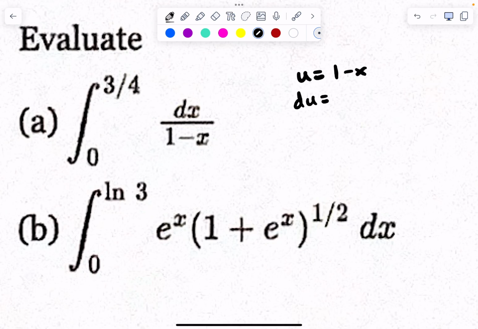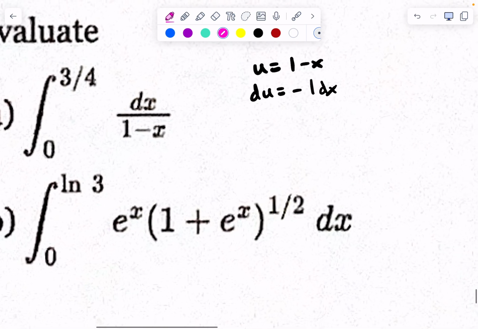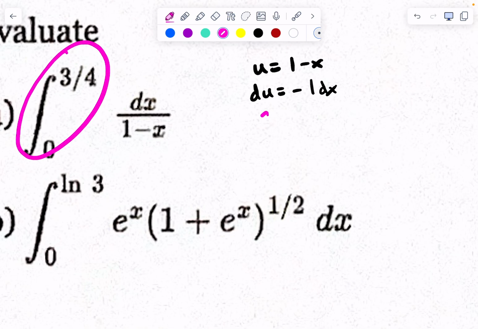du is the derivative of that. The derivative of 1 is 0. What's the derivative of negative x? Negative dx. Negative 1 dx. Now let's start to substitute. So here's my integral. Then I've got 1 minus x, but that becomes u, but it's on the bottom. I don't like the way this is written, by the way. I'm going to put a 1 here, and take this dx and shove it off the top here, so it's on the side.